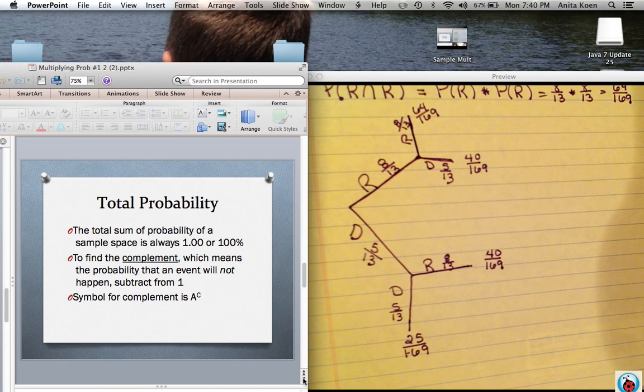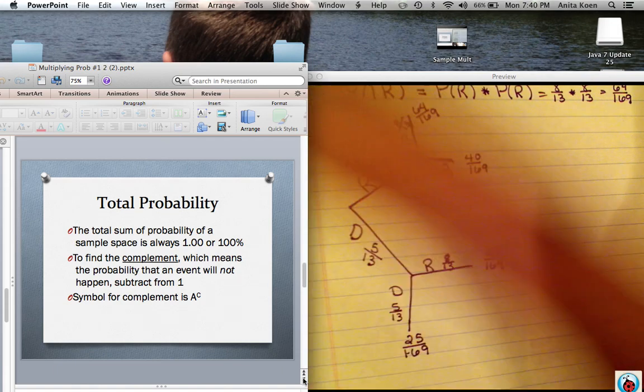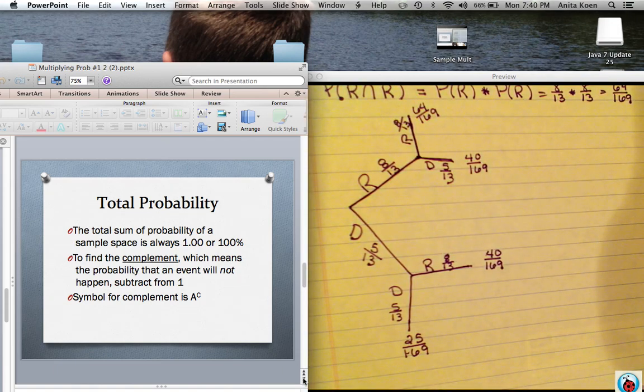Total probability. The total sum of probability of a sample space is always 1. To find the complement, which means the probability that an event will not happen, we subtract from 1. And the symbol for complement is A with a little superscripted C.